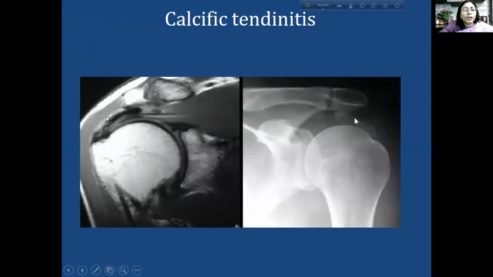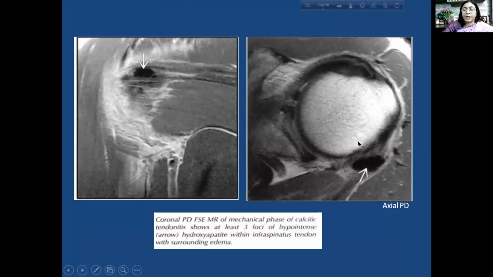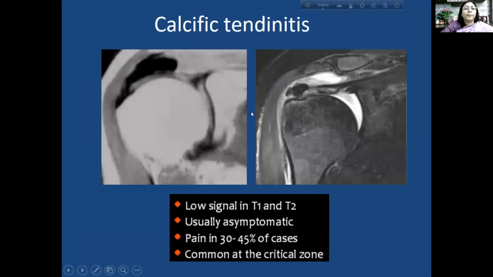Here is the deposition of calcium in the supraspinatus tendon, which, if we correlate with the plain X-ray, is seen along the course of the supraspinatus tendon. In the infraspinatus muscle, in the coronal and axial images, there is deposition of calcium associated with diffuse edema within the muscle.